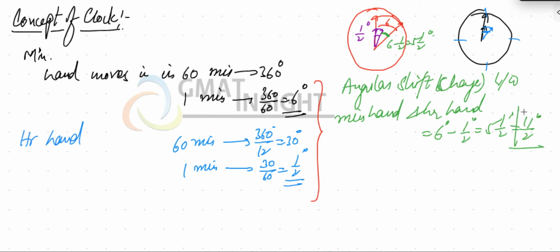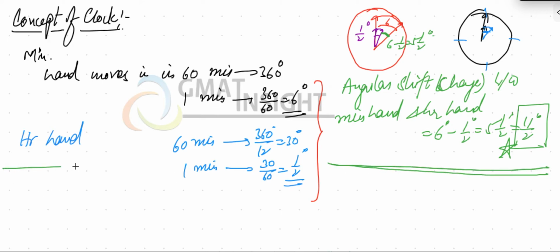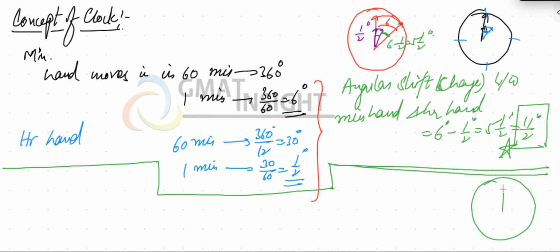This is the most important concept, because every single question on clocks can be answered using this in just seconds. For example, now we look at a question: at what time will the two hands of a clock be at a right angle for the first time after 7 o'clock? So now let's quickly make a clock and set the time on it, which is 7 o'clock.